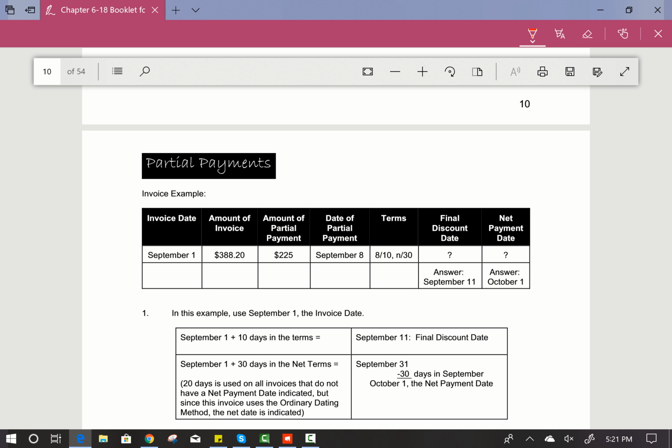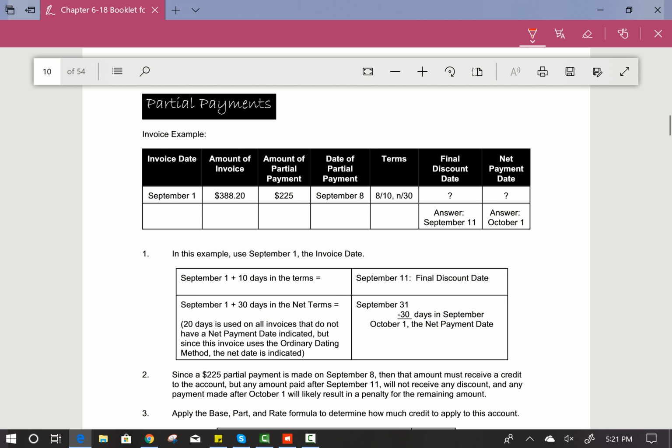And then they will have an outstanding balance. So this company right here has an invoice date of September 1st, and the amount of their invoice is $388.20. They're going to make a partial payment of $225 on September the 8th. First thing I'm going to do is make sure that that's a legitimate date.